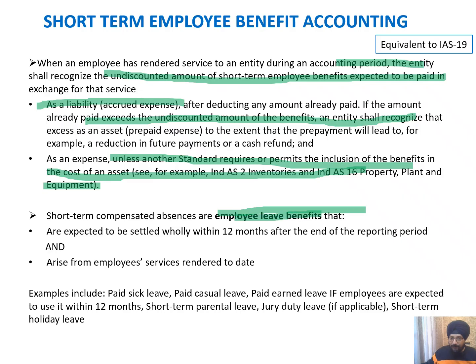So basically, whenever employees are taking leaves, those need to be compensated, and are expected to be settled wholly within 12 months after the end of the reporting period, and arise from the employee services rendered. Which means any leave taken by the employee, or any benefit given to the employee on account of those leaves, will be accounted as short-term compensated absence if it is taken within 12 months after the date of the report. Examples include paid sick leaves, paid casual leaves, paid earned leaves.